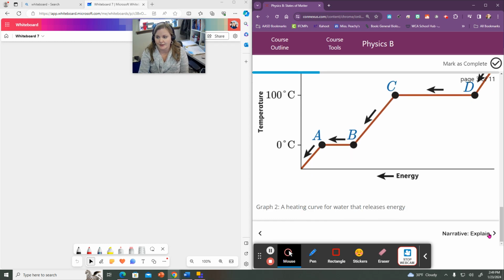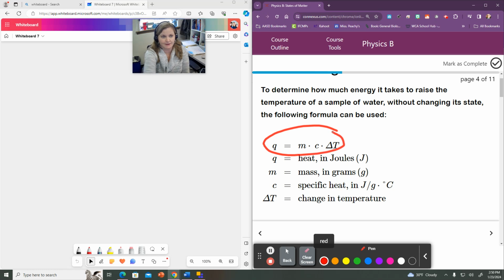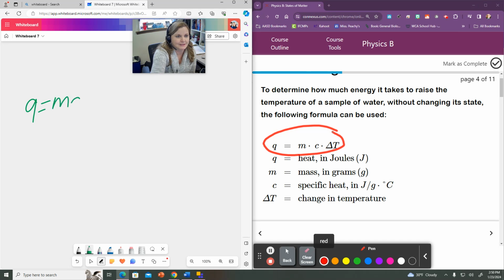Okay. So then we get the math. Oh my goodness, there's little q's, there's a little m. What's going on here? All this stuff. So your major formula for this section when it comes to phase change is mc delta t, which is right here. Q equals mc delta t. And I'm going to write that over here as well. Q is equal to mc delta t.